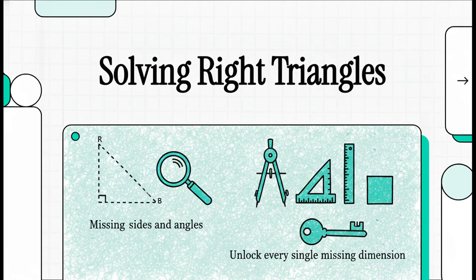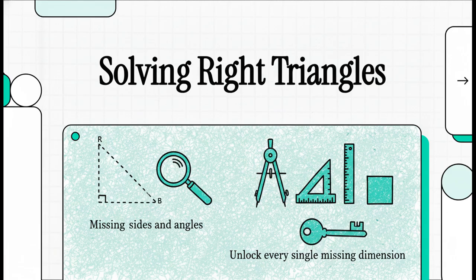Welcome to this explainer. Today we're diving into a really cool grade 8 geometry concept, solving right triangles. Honestly, think of a triangle with missing sides and angles as a bit of a mystery, a mathematical case just waiting to be cracked. I mean, have you ever wondered how engineers figure out the exact height of a massive skyscraper without dragging a giant tape measure all the way up?